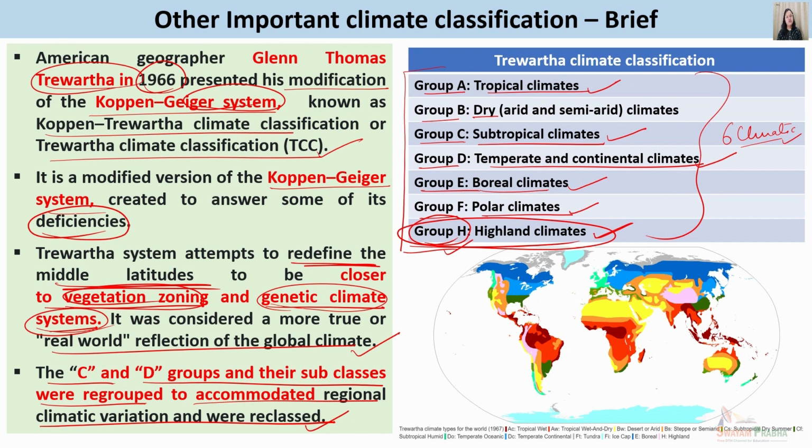So we will not go into the detail of Trewartha's classification. It was just a brief to get you an overview of what Trewartha's classification was. Besides Koppen, Trewartha's classification and Thornthwaite's classification are most important when we talk about climate classification schemes.